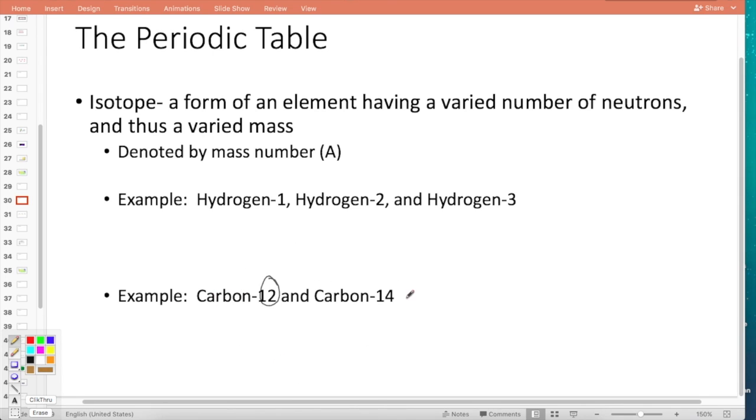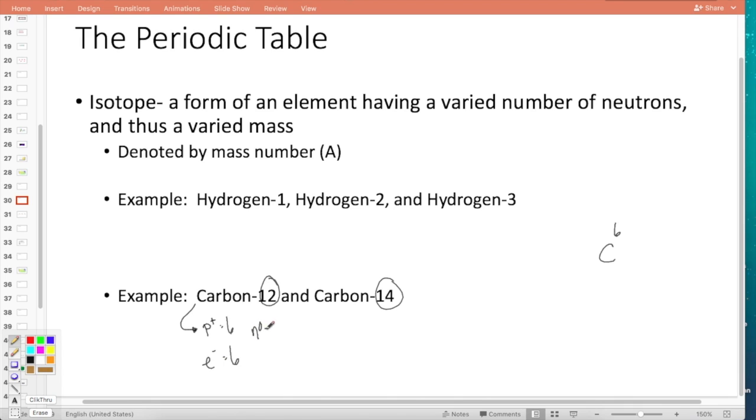Remember what this number is? This is the mass number, A, the mass number. That's the number of protons plus neutrons. So carbon-12. According to the periodic table, carbon has an atomic number of 6. If I look at the periodic table, there's going to be a 6 up here. That tells me what? The number of protons is equal to 6. I also know, therefore, the number of electrons is equal to 6.